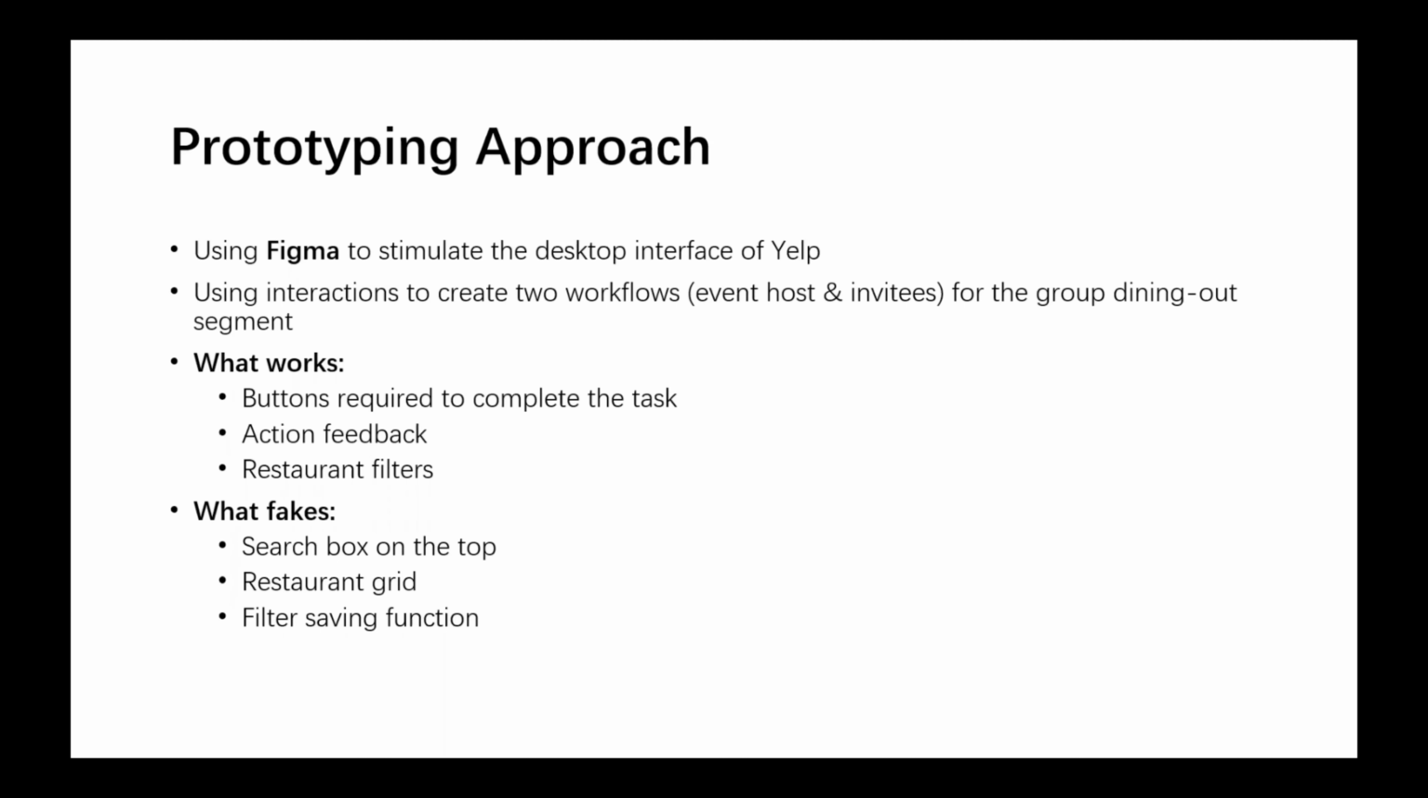What's fixed? The search box on top of the interface is fixed, because we don't need it in our user task. Also, the restaurant grid is somewhat fixed, as we don't have a full database of all the restaurants, but only provide a few restaurant options to the users. Finally, the saving function is fixed, as we don't have a backend to support this interface.